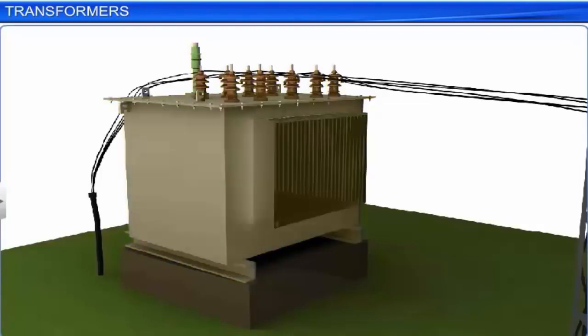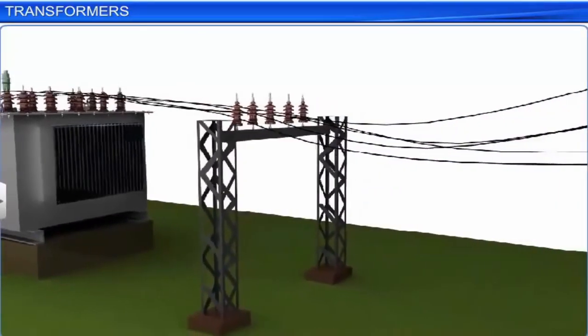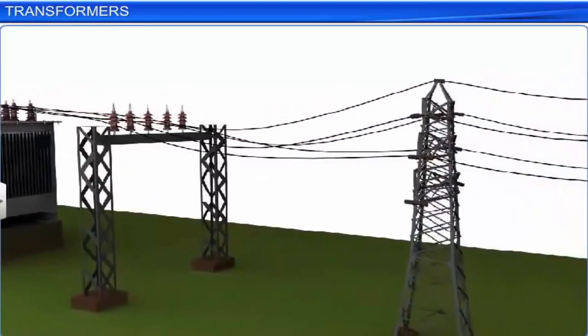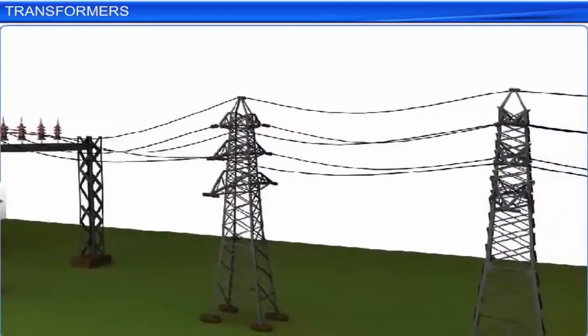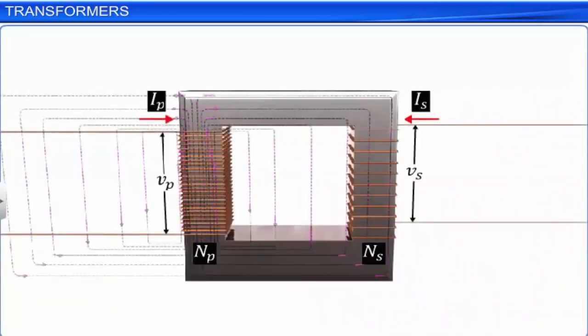A transformer is a device used to increase or decrease the voltage of an alternating current. It is used in power transmission to reduce the power losses and to increase the efficiency of power supply. Transformers work on the principle of mutual induction. According to the principle of mutual induction, when two coils are placed close to each other and if one of the coils carries a time-varying current, a current is induced in the other coil.